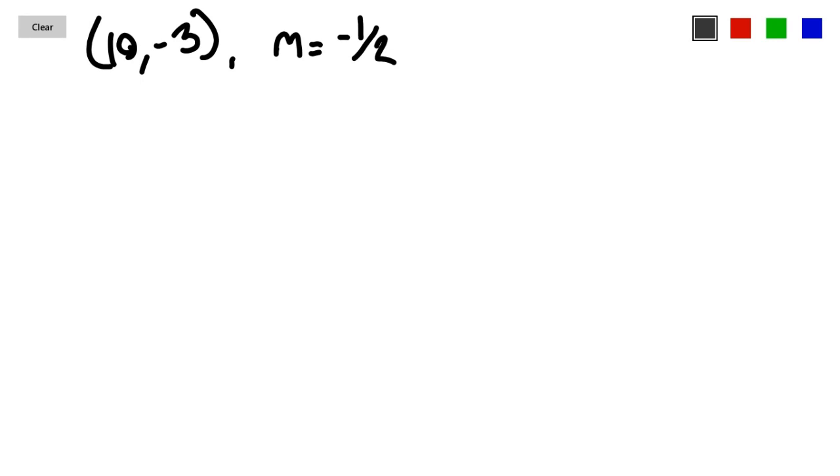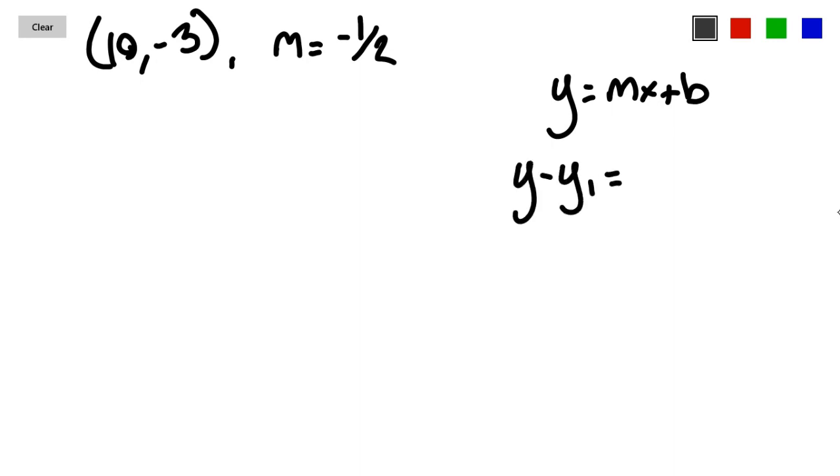So the goal for me is to get this into a form that looks like y is equal to mx plus b. And here's the procedure on how to do it. So we have a point to work with, and we also have a slope to work with. Okay, so we can use a form called the point slope form, which is y minus y1 is equal to m times x minus x1. And so what we're going to do is substitute the point that we have and the slope that we have into this equation and then isolate the y.